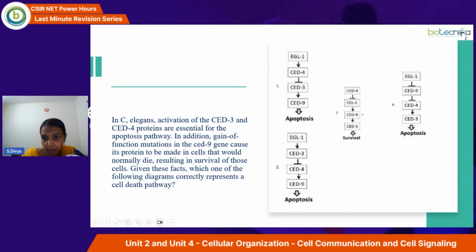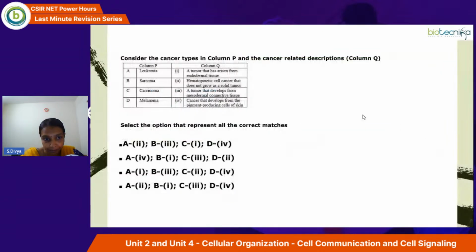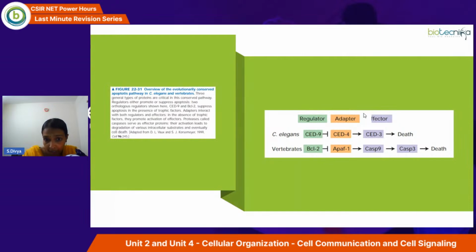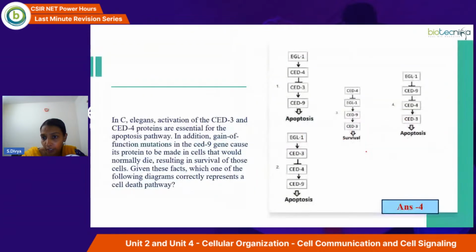For this, you need to understand this one. If SED9 is active, SED4 is inhibited, SED3 is inhibited, this leads to cell survival. But if SED9 is inhibited, SED4 is active, SED3 is active, this leads to cell death. So this thing, you can find it over here.